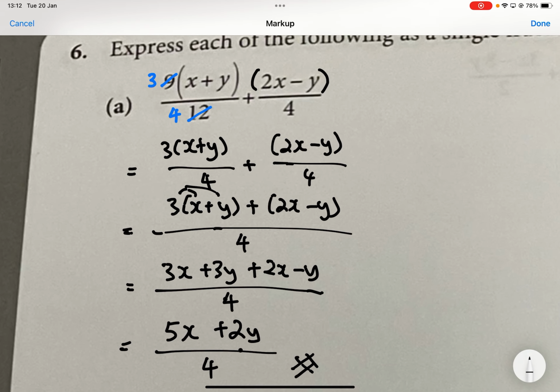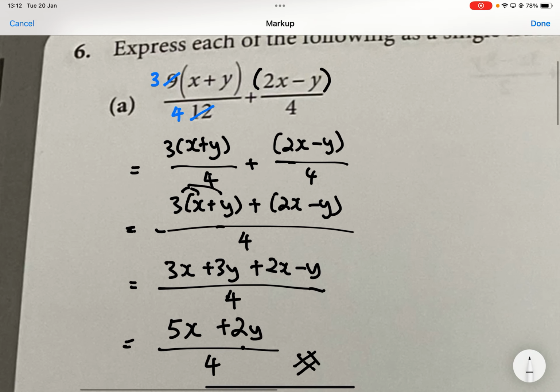Why? Slow down a bit. 9 and 12 both can divide by 3, so I cancel the common factor first. This question got that trick over there. Or maybe they chose the wrong number. Maybe they wanted you to multiply by 3, but just nice can cancel.